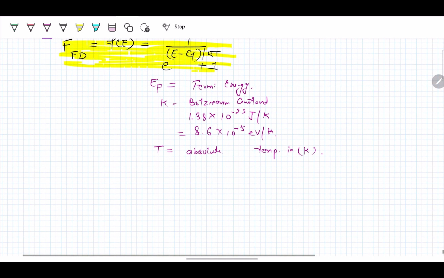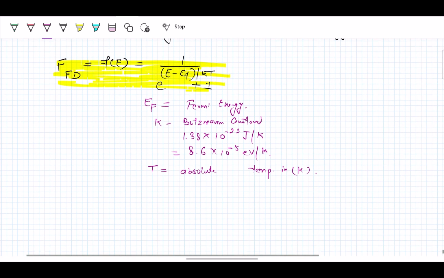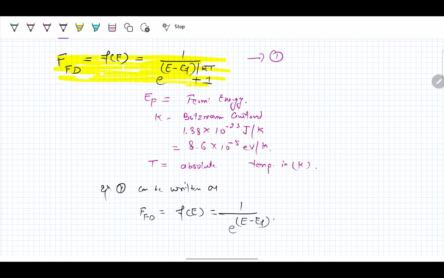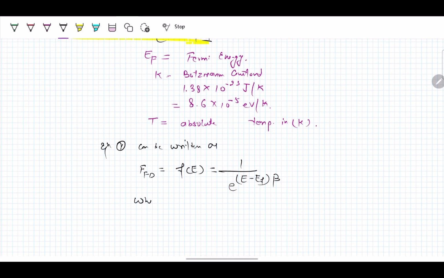All right, and this equation can also be written by putting 1/kT as beta. So let's say this is my equation number 1. Equation 1 can be written as the Fermi-Dirac function f(E) = 1 / (exp((E - EF) β) + 1), where β = 1/kT.